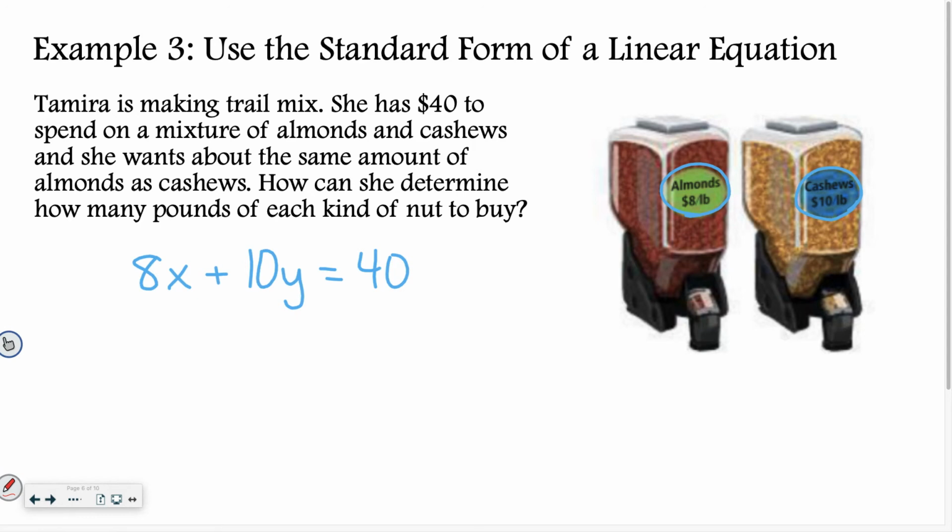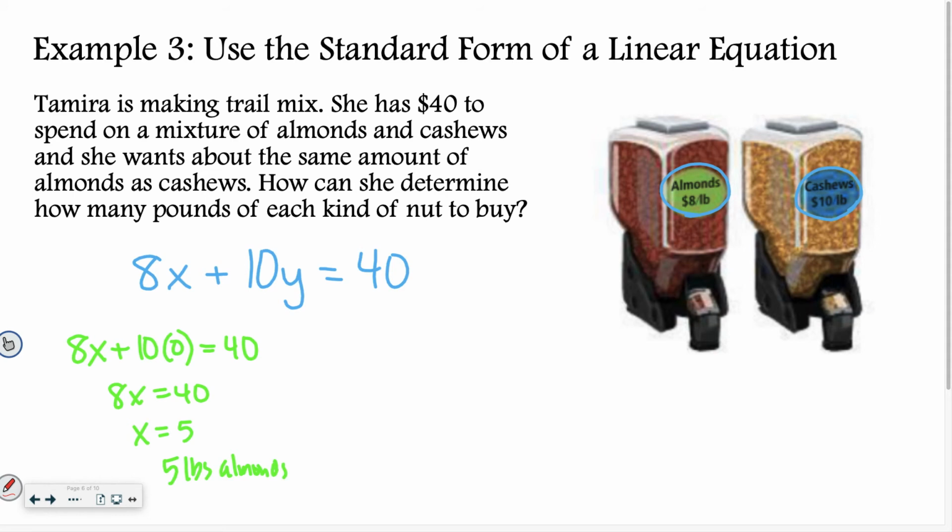Now what I'm going to do is figure out about how much she can buy of each one. So let's figure out, first of all, what's the maximum amount of each one she can buy. Let's say she's just buying almonds, so I'm going to say 8x plus, and she's not buying any cashews, so I'm going to plug 0 in for y. Then I have 8x equals 40, or x equals 5. So I know the absolute most she could buy for almonds would be 5 pounds of almonds.